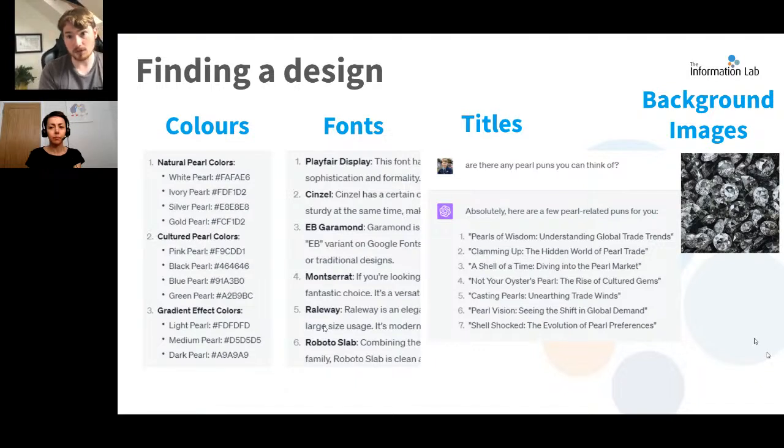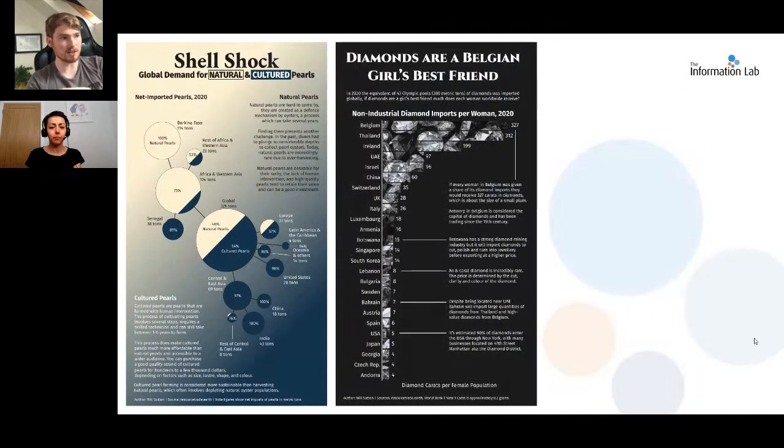So these were the two visualizations I came up with in the end. One about pearls and one about diamonds. Here you can see that string of pearls, and the disparity between the natural pearls and the cultured pearls, playing on that idea of new versus old, with them in separate corners of the visualization, color coordinated.